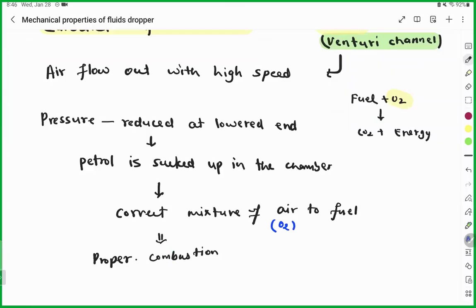Tell me, any doubt? So you should know that in the carburetor we have to supply oxygen and remove CO2. There are two things. If you want to supply oxygen, you have to reduce the pressure. If you reduce the pressure, then through the suction process, oxygen will go up with the fuel, giving proper mixing of oxygen with the fuel and burning. Because remember, for burning, you need to supply proper oxygen to the fuel.